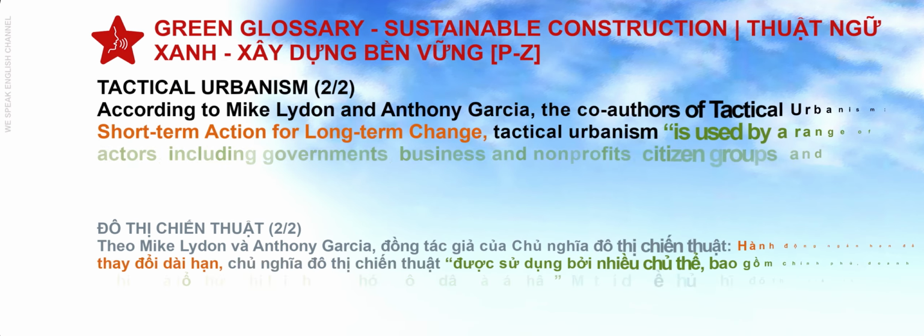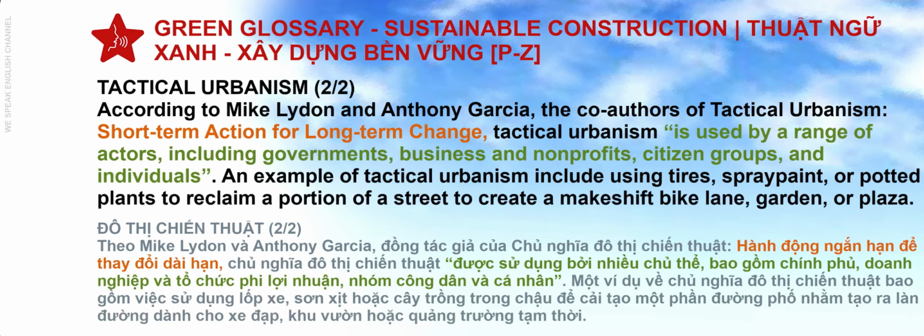According to Mike Lydon and Anthony Garcia, the co-authors of Tactical Urbanism: Short-term Action for Long-term Change, tactical urbanism is used by a range of actors, including governments, businesses and nonprofits, citizen groups, and individuals. An example of tactical urbanism includes using tires, spray paint, or potted plants to reclaim a portion of a street to create a makeshift bike lane, garden, or plaza.